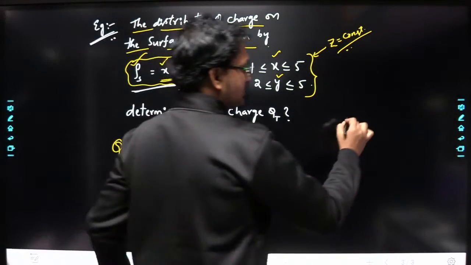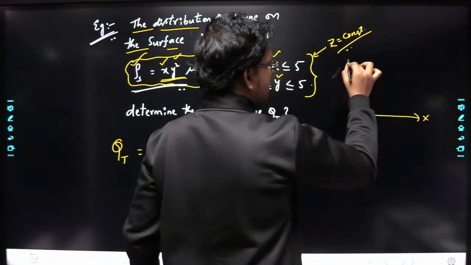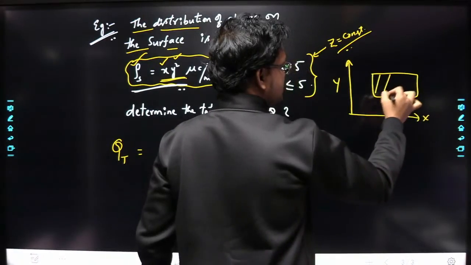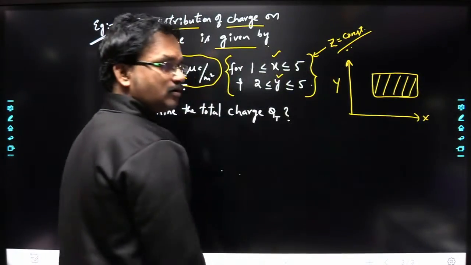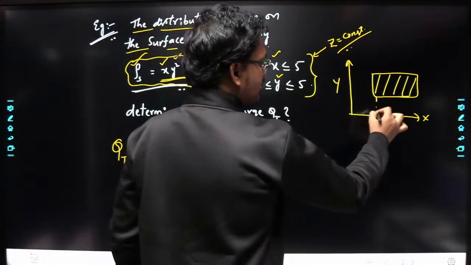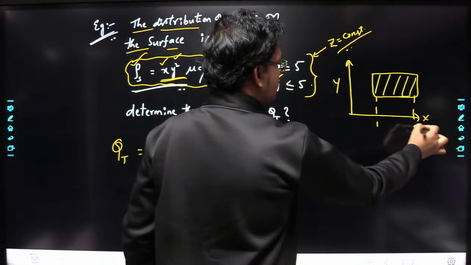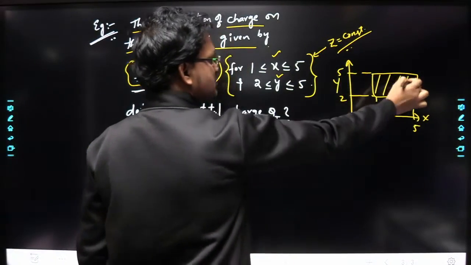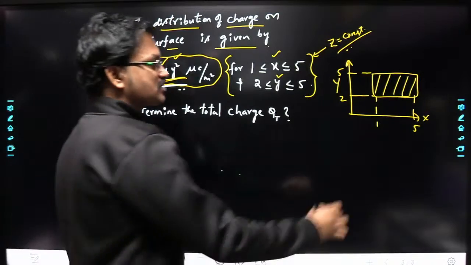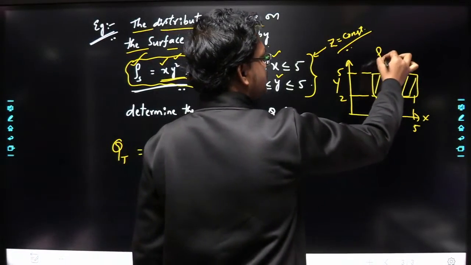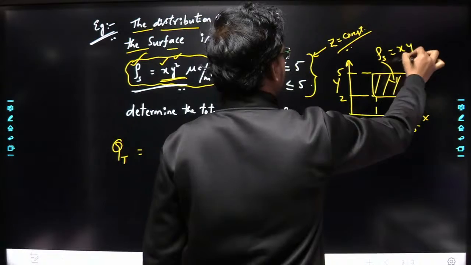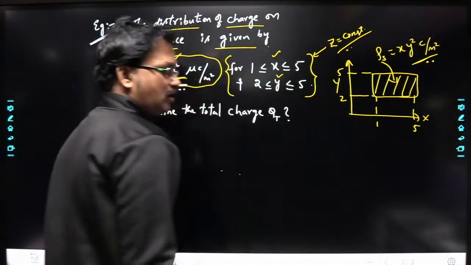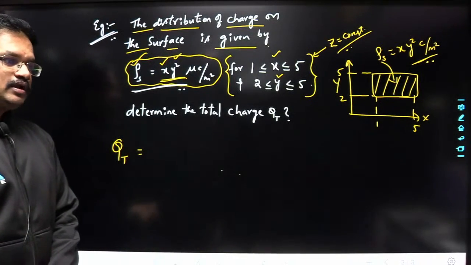Let us consider this is the x axis and this is the y axis. Now consider this is the plane they have given. Here x is equal to 1 and x is equal to 5, and this is y is equal to 2 and this is y is equal to 5. So this is the surface they have given, with the surface charge density rho s equal to xy square coulomb per meter square. Now you have to determine the total charge here.